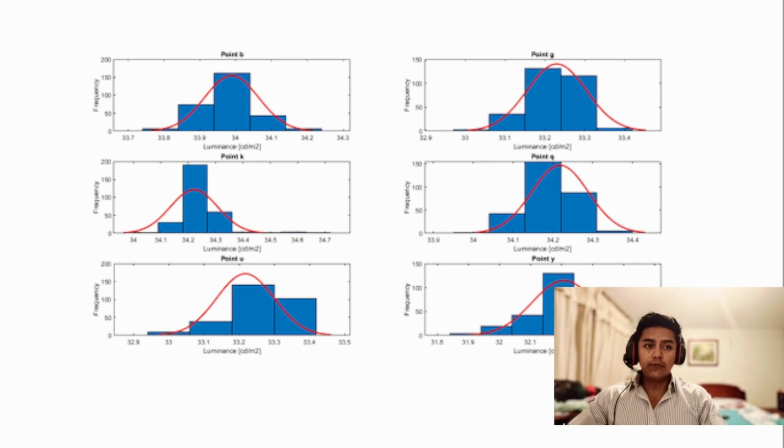A superimposed normal curve is shown in red. It was verified at 95% confidence level that none of the PDFs could be approximated to a normal distribution. The goodness of fit analysis confirmed that none of these measured point groups followed a normal distribution. Based on this analysis, the most suitable PDF was selected for each point, as we can see in this table.